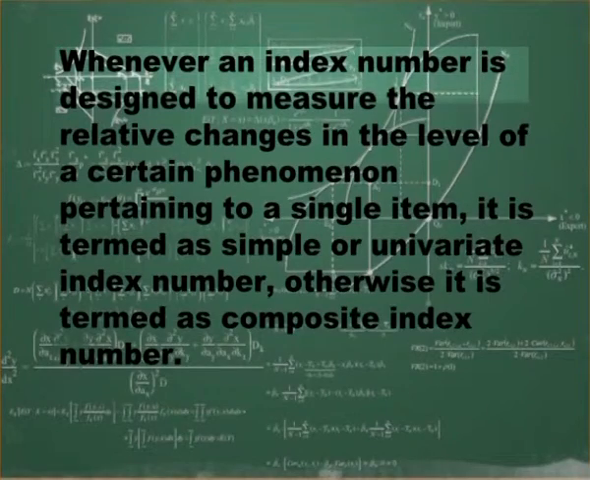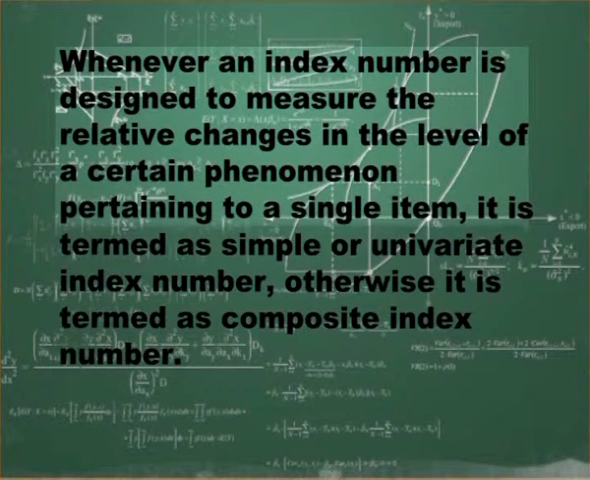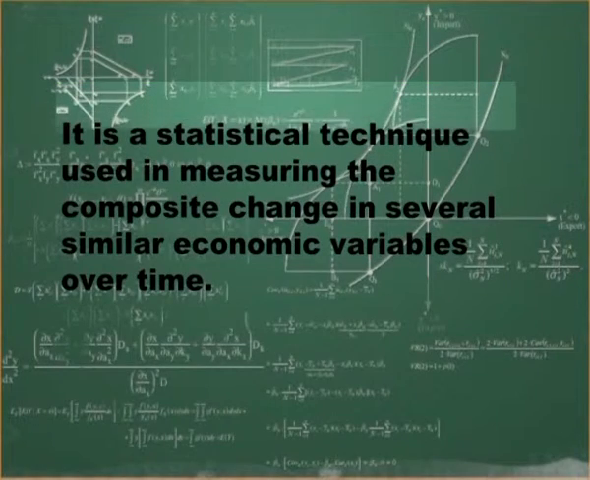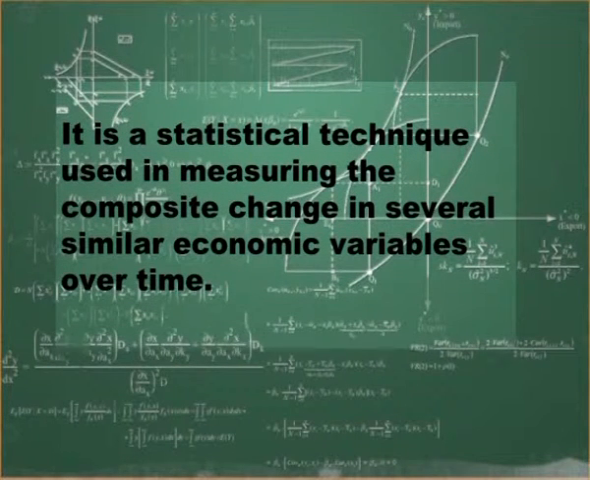Whenever an index number is designed to measure the relative changes in the level of a certain phenomenon pertaining to a single term, it is termed as a simple or univariate index number. Otherwise, it is termed as a composite index number. It is a statistical technique used in measuring the composite change in several similar economic variables over time.